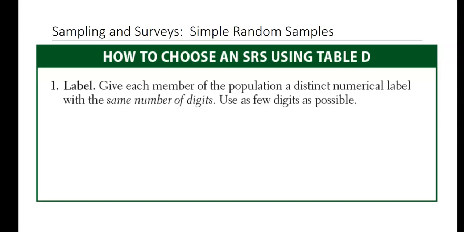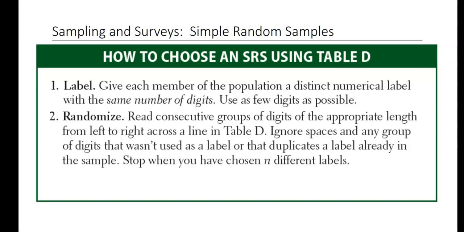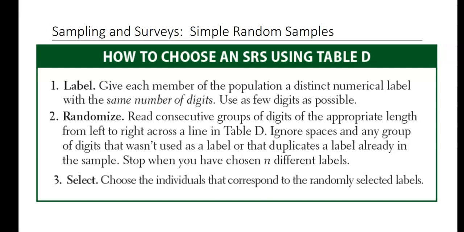So how to do this using a table. Sometimes they have a table in there. You want to read from left to right, ignore spaces. These are the kinds of things you want to describe. I like the way they're saying this because I want you to talk like this. Read consecutive digits from left to right, ignore spaces, ignore duplicates. You can say ignore duplicates, that's fine. When choosing n different labels, if we want to choose 5 numbers from 1 to 30, you get a random list, and you can choose which position those numbers are in.